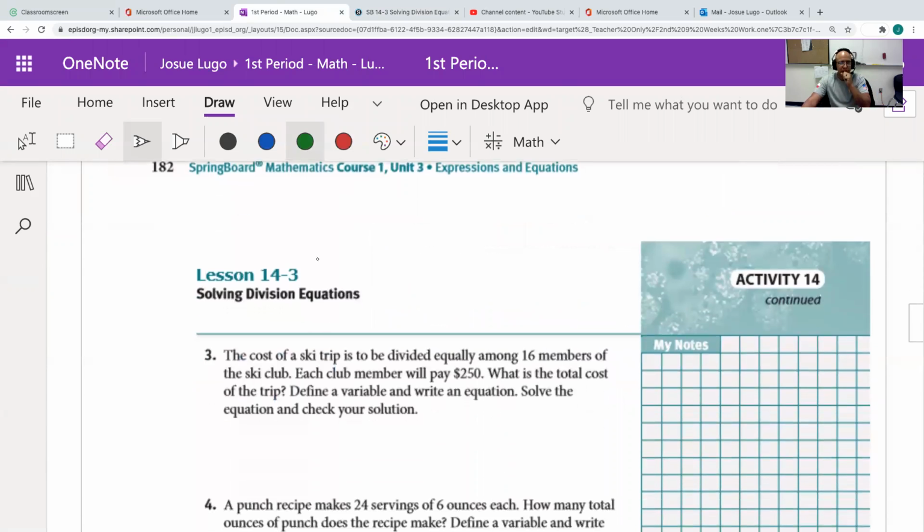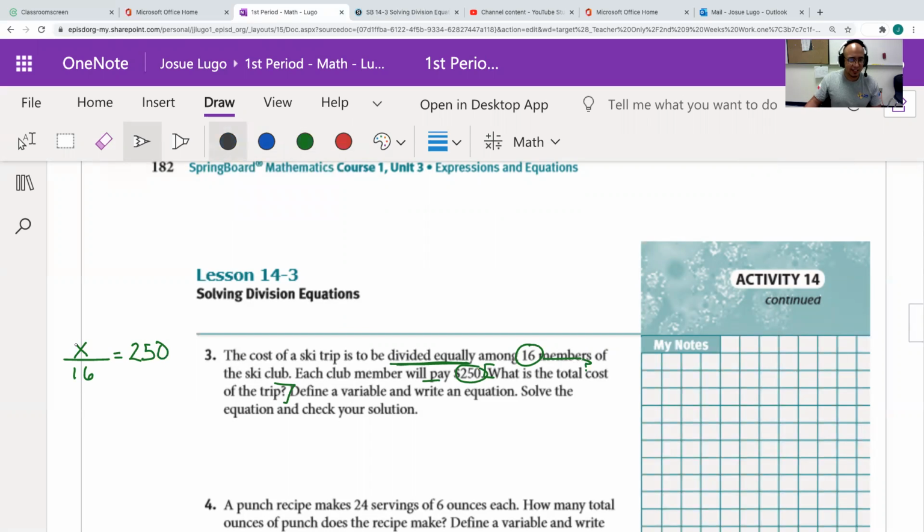Number 3. The cost of a ski trip is to be divided equally. Hey, that's a huge word, a huge hint. Divided equally among 16 members of the ski club. Each member will pay $250. What is the total cost? So whatever the total cost is, which we don't know, is to be divided equally among 16 people. So whatever the total cost is, we're going to divide that by 16, and that's going to give us the cost for each person, $250, which isn't too bad for a ski trip.